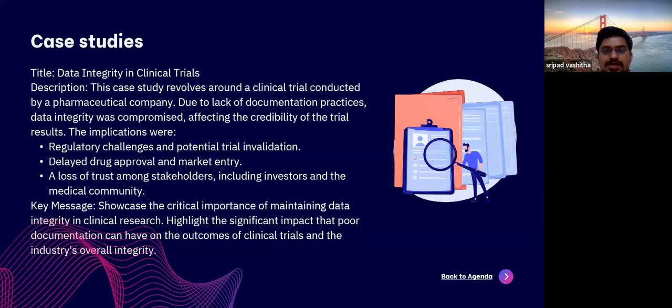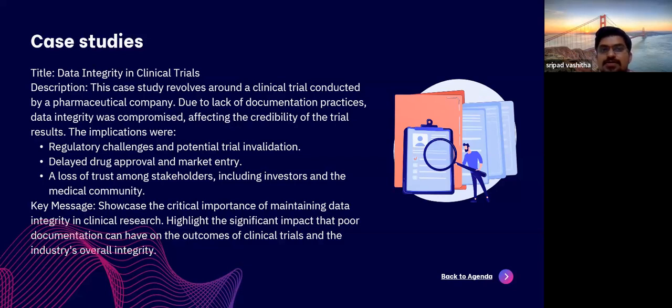So let's take another example of a clinical trial. A clinical trial is basically conducted by a pharmaceutical company, and it could also be outsourced, when you have set protocols. If there is a lack of documentation practices and data is compromised due to data integrity issues, then the credibility of the results would always be questionable, correct? So regulatory authorities can always put your clinical trial on hold.